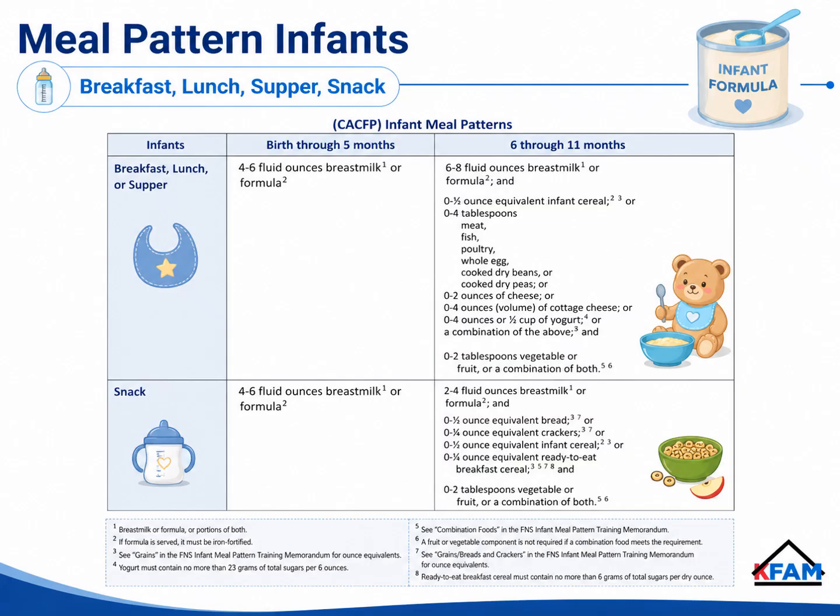Snack for infants 6 through 11 months must include 2 to 4 fluid ounces of breast milk or formula, plus either bread, crackers, infant cereal, or ready-to-eat breakfast cereal, along with vegetables or fruits. Important reminders: if formula is served, it must be iron-fortified. Yogurt must contain no more than 23 grams of total sugars per 6 ounces. Ready-to-eat breakfast cereals must contain no more than 6 grams of sugar per dry ounce. Refer to the FNS Infant Meal Pattern Training Memorandum for additional guidance on grains, breads, crackers, and combination foods.